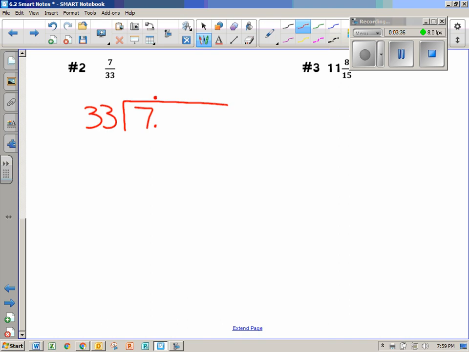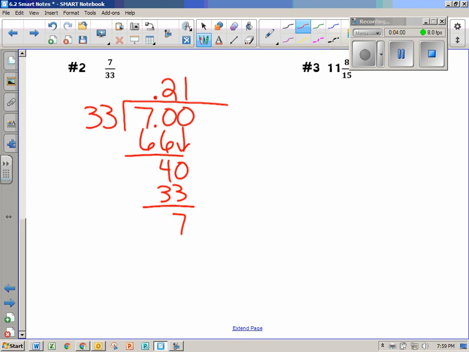Just get my decimal where it belongs. I'll just typically write in a couple of zeros. I may have to go further, or I may not need as many. 33 into 70 will go twice. That's 66. Subtract. Bring down. 33 will go once into 40. It's 33. Subtract. Gonna have to add a 0 to bring down.